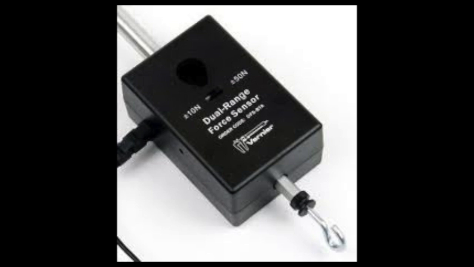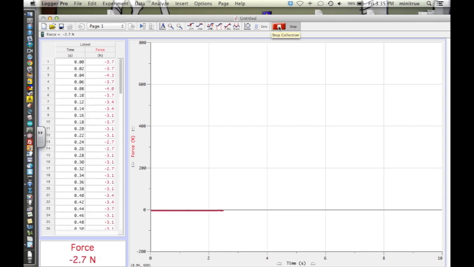Here's a different tool. This is called a force probe. Logger Pro can measure how hard you pull or push on the hook. We can graph the force with which I am pulling in real time. The harder I pull, the higher the reading is. When I stop pulling, the force goes back to 0.